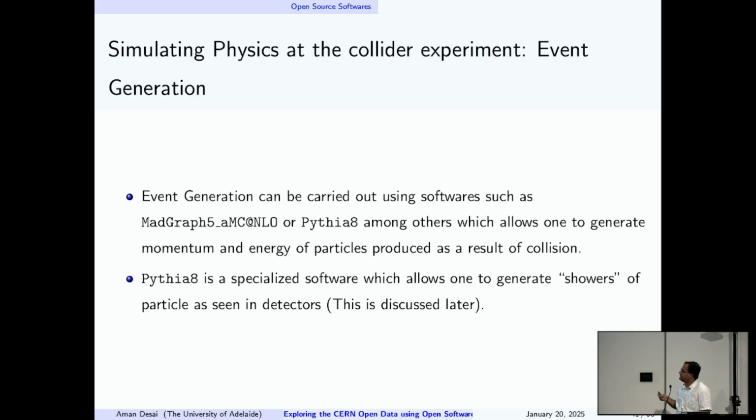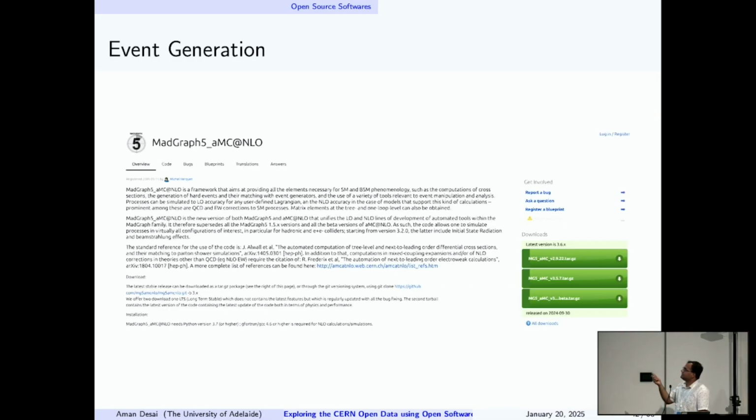Pythia is basically a specialized piece of software that allows you to generate showers of particles that we saw in the previous picture. These are the websites for MadGraph. As you can see, they've also followed some Ubuntu-like numbering. So there's one long-term stable release, and then there are short-term releases, which are 3.5.x, and 2.9 point something is long-term.